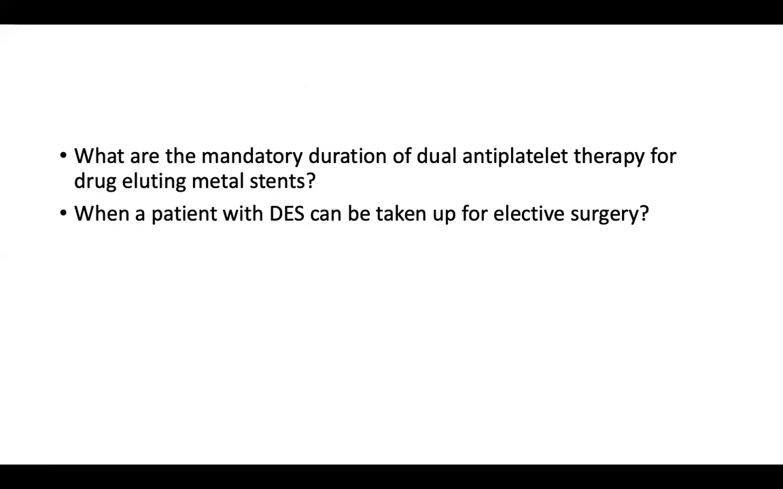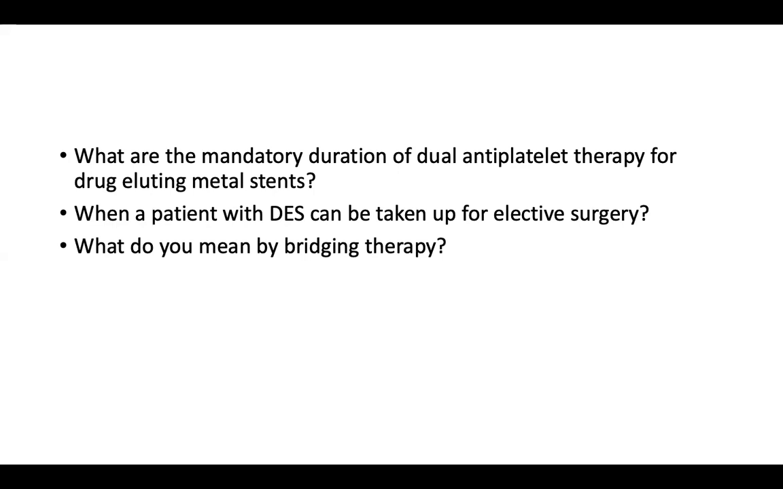Okay, so coming back to this, when a patient is having a drug-eluting stent, when can the patient be taken up for elective surgery? After 1 year, sir. Yes, 12 months, because that is the minimum mandatory period of dual antiplatelet therapy. So what do you mean by bridging therapy?